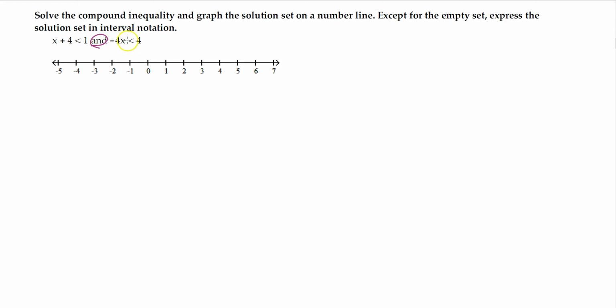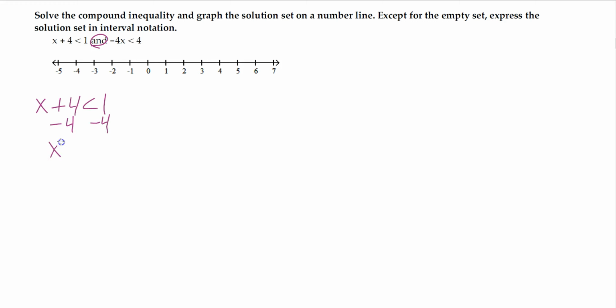So each of these inequalities is going to have a solution. That solution will be an infinite number of x values. And then we'll combine those two solutions with the keyword and to find our final answer that might also have an infinite number of values. Let's start off with our first inequality, x plus 4 less than 1. To solve this, pretty simple, subtract 4 and subtract 4. X is less than negative 3.